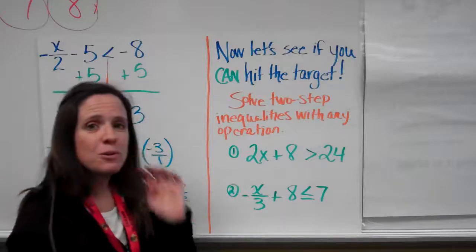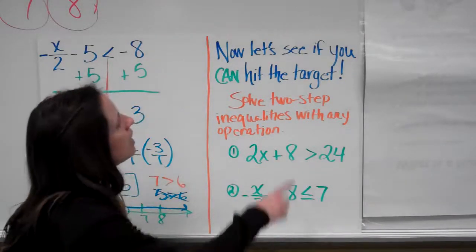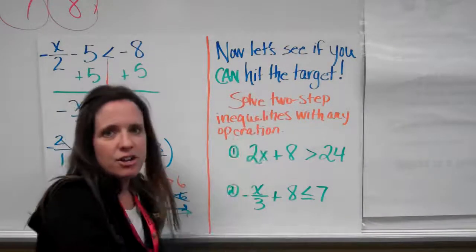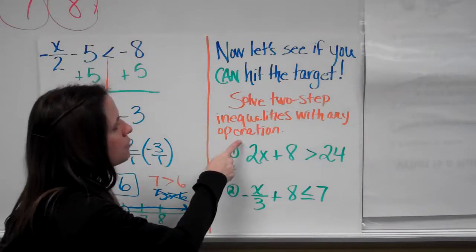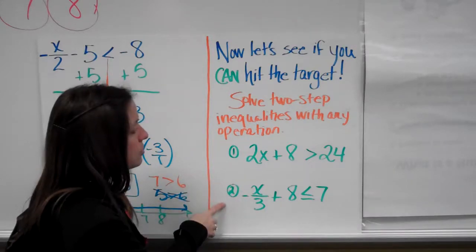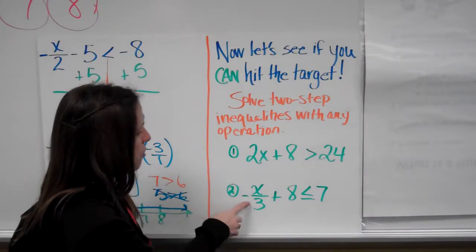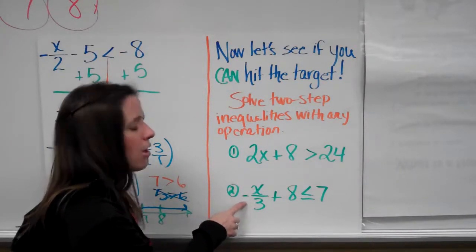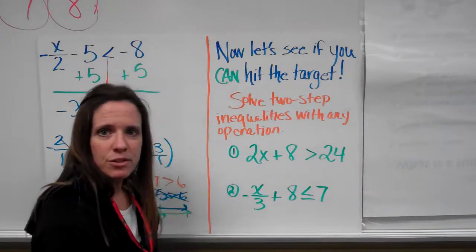Okay, so with just those 2 examples, we are hoping that you will be able to hit that target that we talked about in the beginning, solve 2-step inequalities with any operation. We'd like you to try these 2 problems here, and don't forget, when a negative is involved, something happens to your inequality symbol.